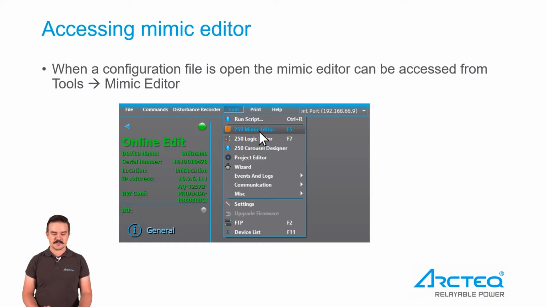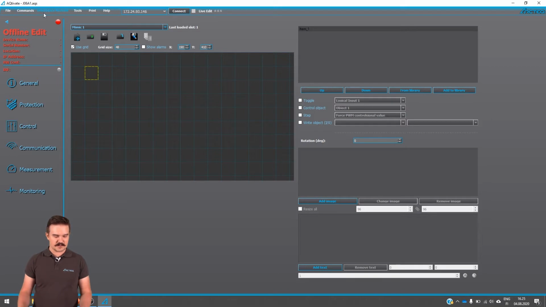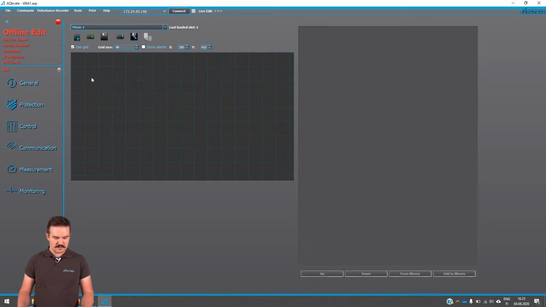Accessing the Mimic editor. When the configuration file is open, the Mimic editor can be accessed from Tools and Mimic editor. So let's do just that. I actually have it open already, but we can take Tools and AQ-250 Mimic editor. So here we are, and I already have something in here. I'm going to just take a new, and now we can get started.